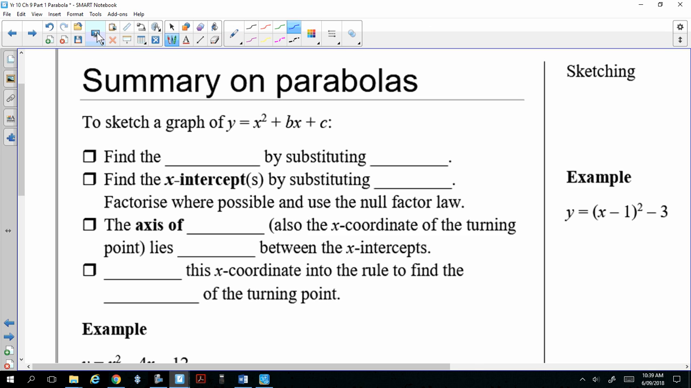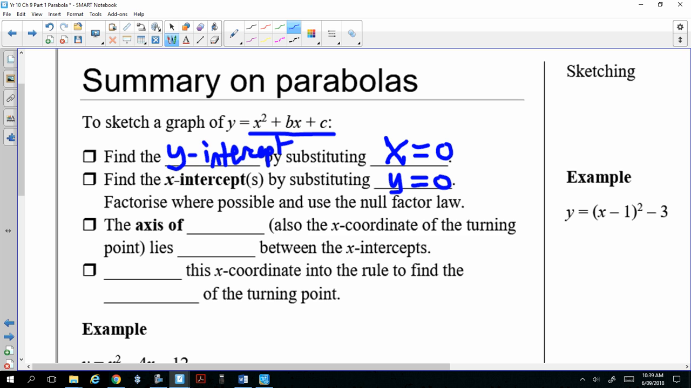Parabola of the whole topic. So we start off with how to sketch this parabola, y equals x squared plus bx plus c. The first thing we do is find the y-intercept. And how do we find the y-intercept? Substituting, very good, x equal to 0. Once we find the y-intercept, we find the x-intercept by substituting y equal to 0.